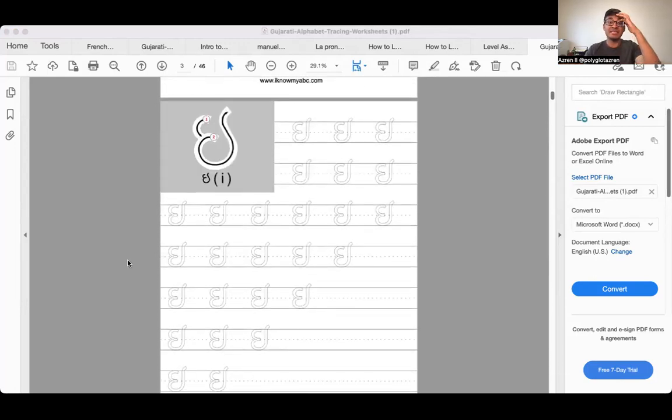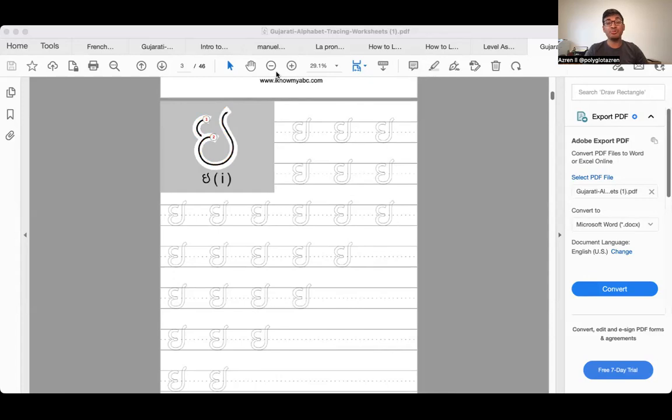Now we're going to have e. E essentially looks like a backwards 3 with a little tail. So here's our backwards 3 right over here. Kind of looks like a backwards 3, right? But then we come up and we have a little tail. And this is E. E.